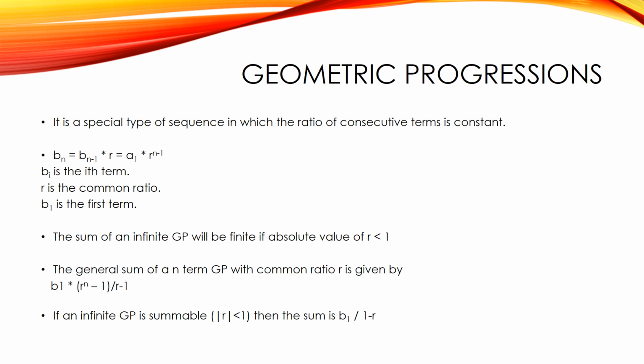The sum of an infinite GP will be finite if the absolute value of r is less than 1. The general sum of an n-term GP with common ratio r is given by b_1 times (r^n - 1)/(r - 1). If an infinite GP is summable, |r| < 1, then the sum is b_1/(1 - r).